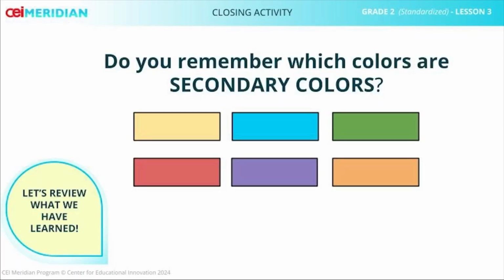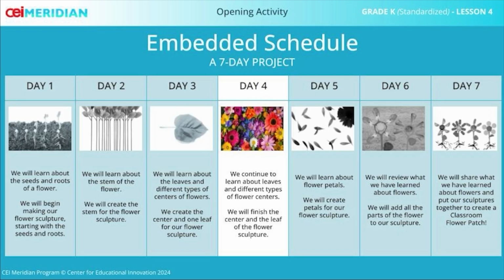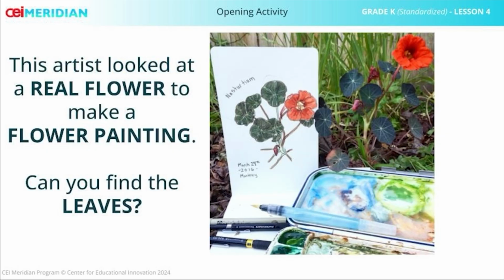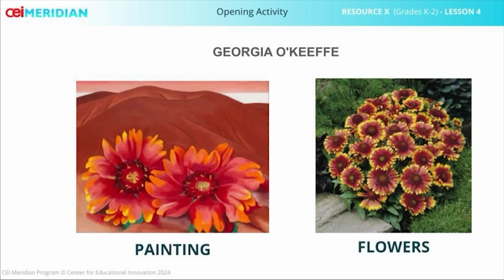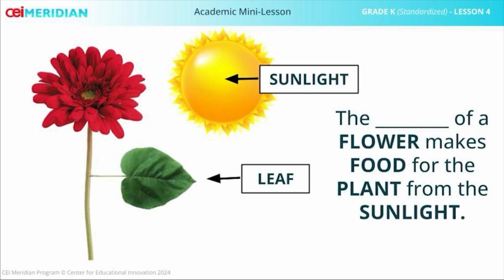And for the closing activity, you can review what you've learned about describing colors or express your opinions about colors that you like. For day 4, we will continue to learn about leaves and different types of flower centers. We will finish the center and the leaf of the flower sculpture. We'll continue to look at artwork inspired by flowers and identify the parts of the flowers that we're making in the flower artwork. We'll also compare real flowers to flower artwork. We'll answer questions and work on our writing by using either our memory or looking at our vocabulary words.